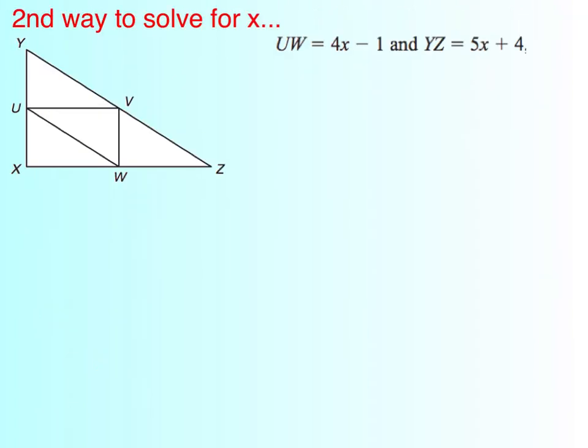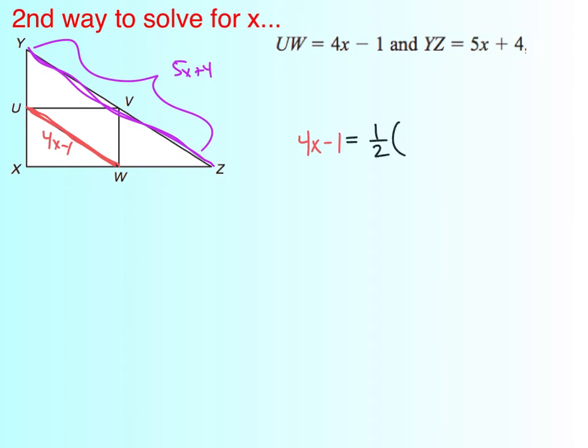So here is a second way to try this problem. If you didn't like the way that I did it, you could have done it the other way, where here is UW, which is 4x minus 1, and here is YZ, that entire segment, which is 5x plus 4. The original formula was that 4x minus 1 is equal to 1/2 of the other segment, so half of 5x plus 4.